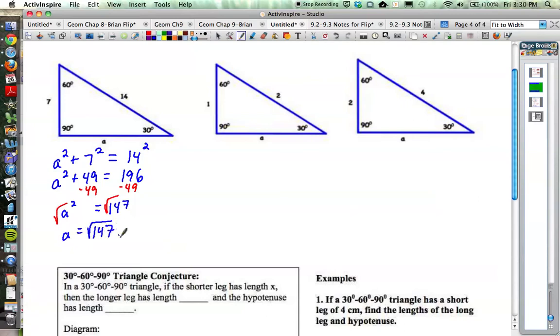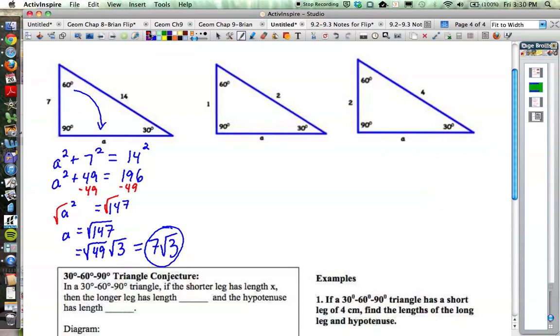147. Now let's put that in simplified radical form. The biggest perfect square that's a factor of 147 would be 49. 49 times 3. So the square root of 49 times the square root of 3 is the same thing as the square root of 147. And the square root of 49 is 7, so that no longer has a square root. So 7 times the square root of 3 is the answer for the leg across from the 60-degree angle. So the longer leg is 7 times the square root of 3.